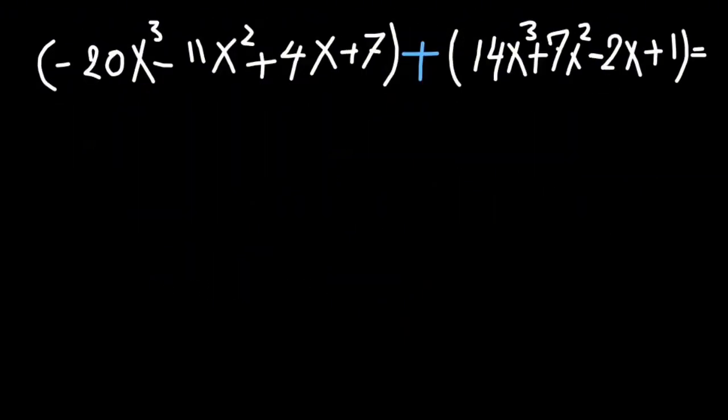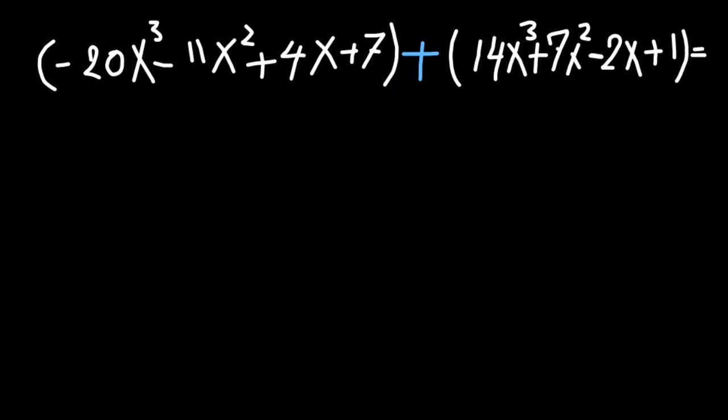Now, let's start with a different example. Here we have many degrees or many terms. In the first polynomial we have around 4 terms, same for the second polynomial. Let's start with combining like terms as we did in the previous examples.